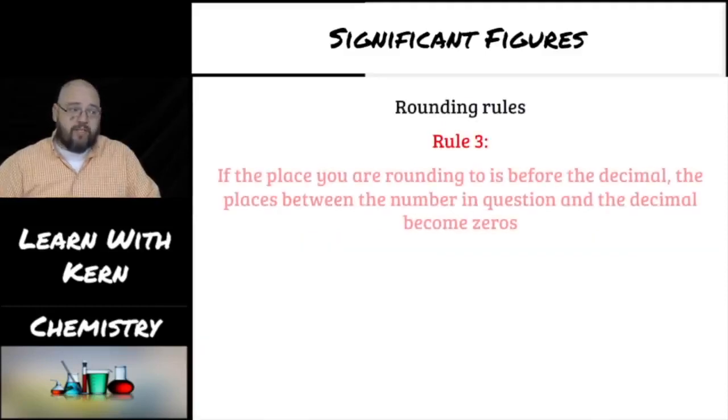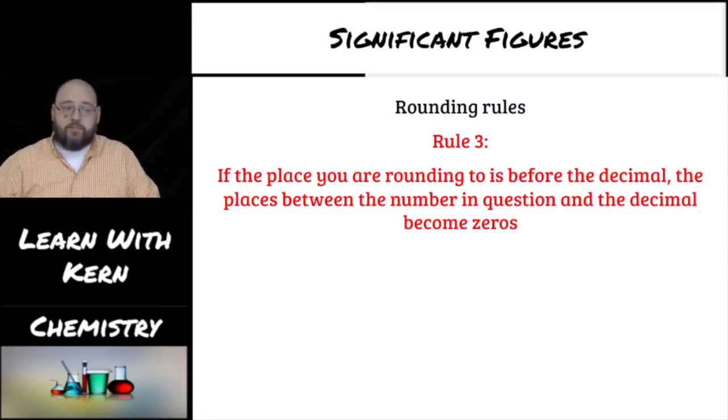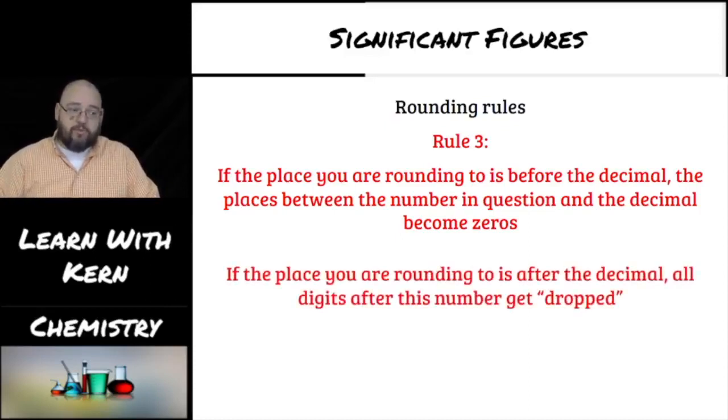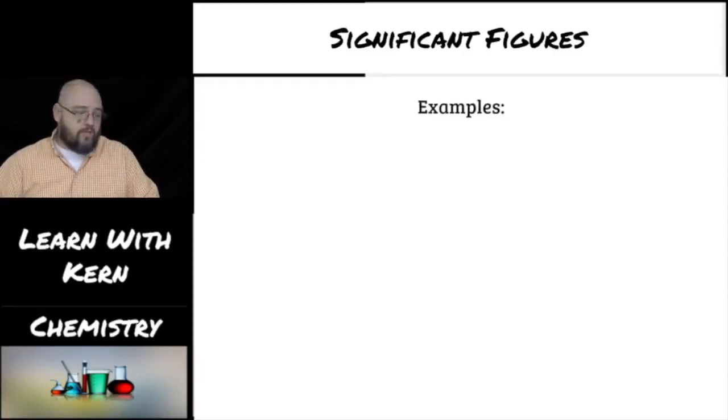Rule number 3: if the place you're rounding to is before the decimal, then the places between the number in question and the decimal become zeros. If the place you are rounding to is after the decimal, all digits after this number get dropped. Okay, so let's look at some examples.